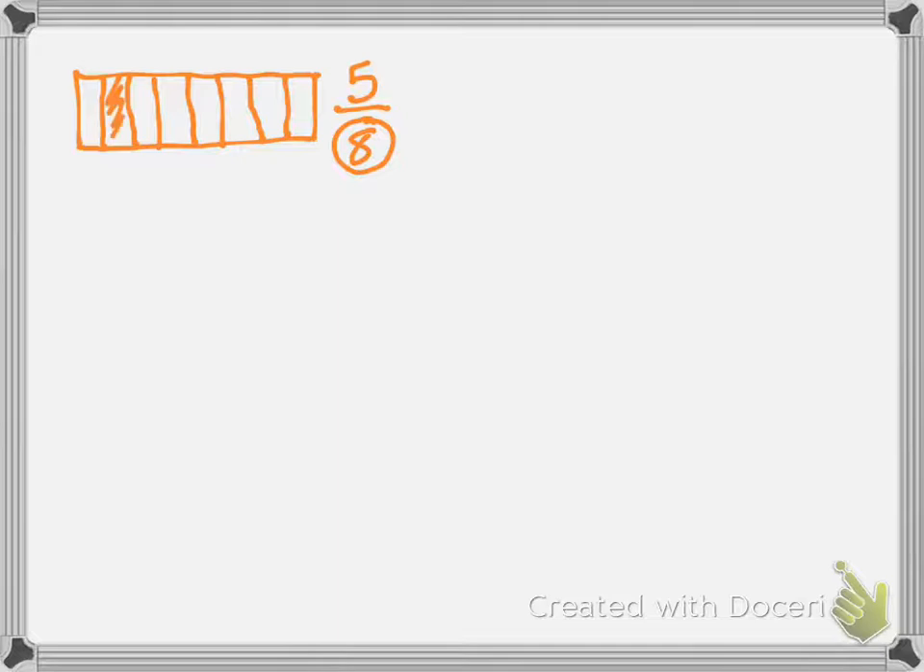All right, I'm going to color in any 5 here. 1, 2, 3, 4, 5. And my numerator on the top said 5. So what does that mean? So that means out of 8 possible sections, 5 of them are colored in.